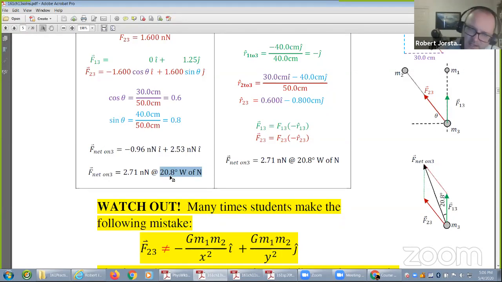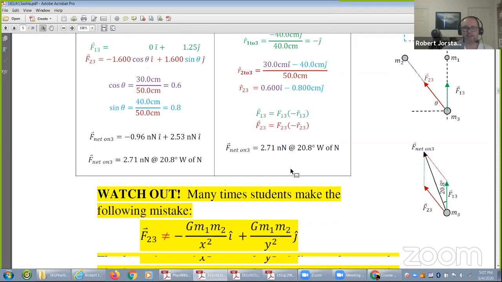Somebody else might say, what's that going to be? 69.2 degrees. Is that right? 69.2 degrees north of west would also be correct. I guess you could say 110 degrees from the positive x-axis, or 111 degrees or something like that.